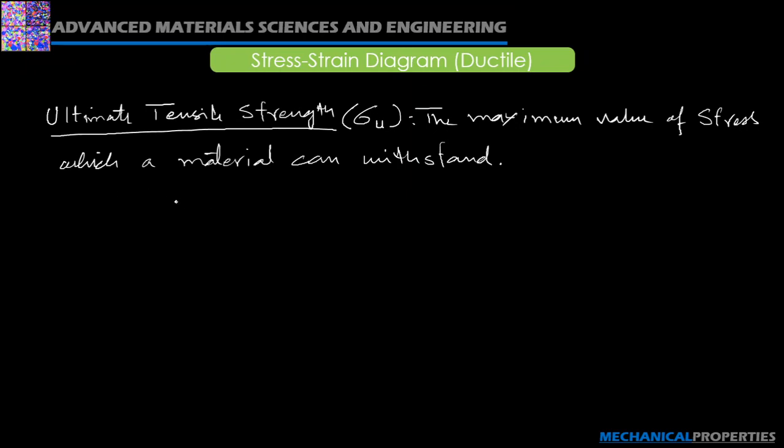Let's assume for a given case the stress value is now greater than this ultimate tensile stress. In this situation the material will fail due to necking. Necking is nothing but the reduction in cross-sectional area of the gauge length. Now this portion is showing the necking, that is the reduction in cross-sectional area of the gauge section.